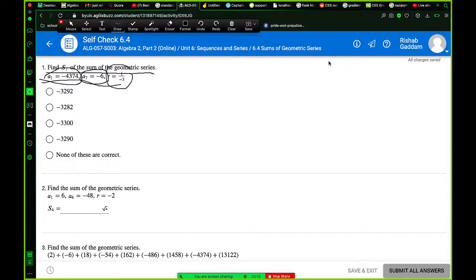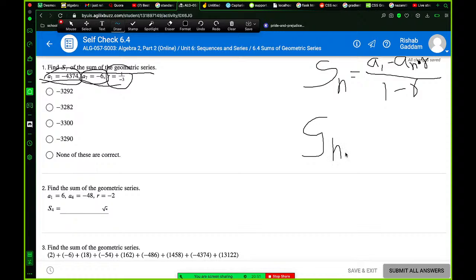So let me just write down the formulas. That's Sn equals A1 minus An times R. People who wrote this down, correct me if I'm wrong. I think that's what it is, and then there's 1 minus R on the bottom. So did I get that right, if you wrote it down? Seems like a yes.